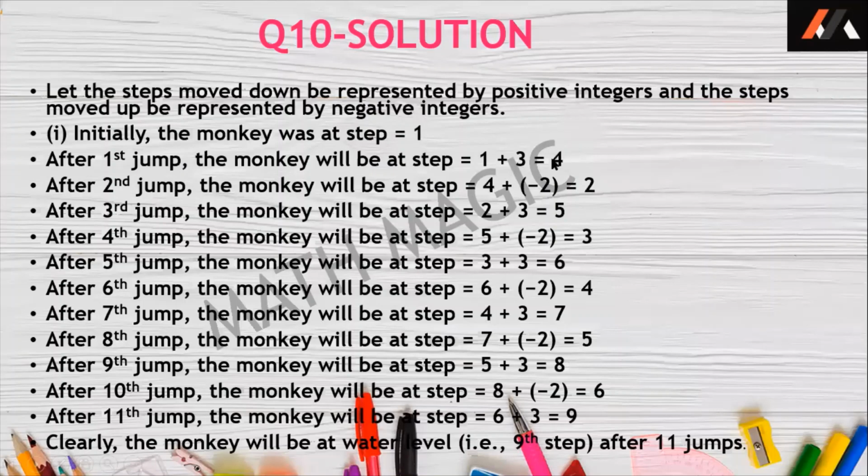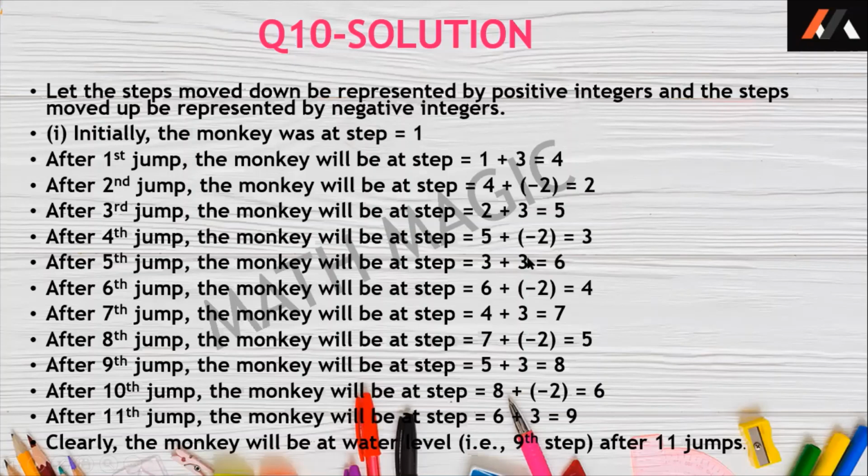So he's on the 4th step right now. When we add minus 2 to this 4th step, we will get 2. So now he is at the 2nd step. Again, he moves 3 steps downwards. So 2 plus 3, which will be 5. Again, 2 steps upwards. So 5 plus minus 2 equal to 3. Now he is on the 3rd step.